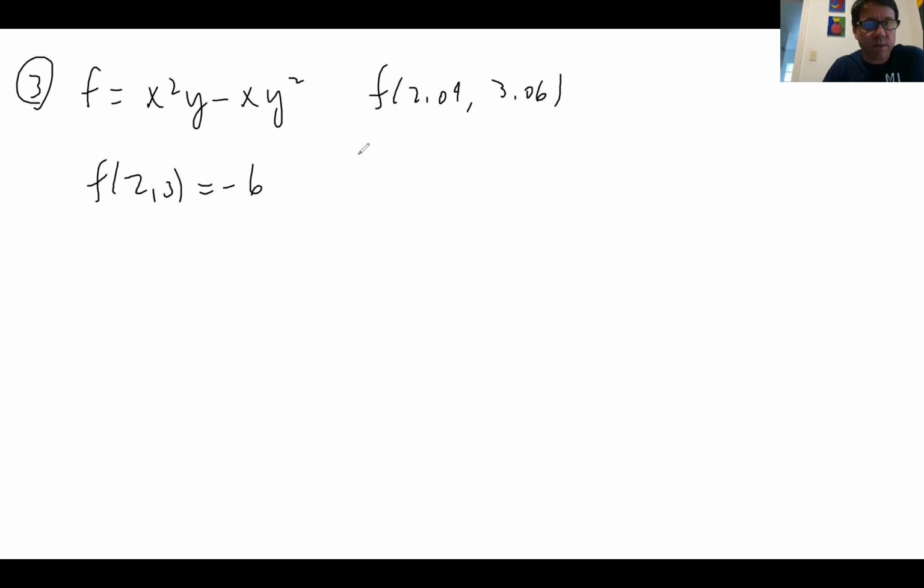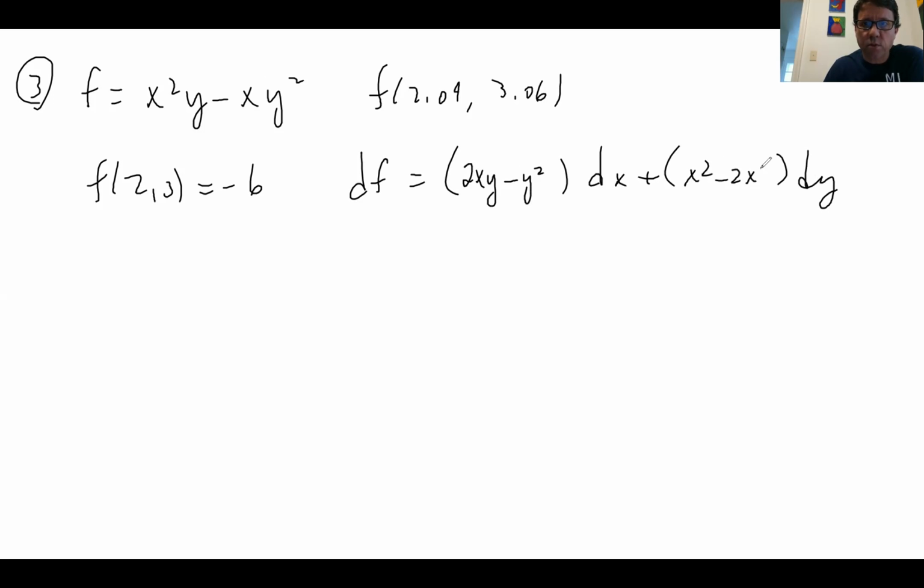So how far off is it? And the answer is you create this df term, which is something dx plus something dy, and those somethings are the partial derivatives in here. So that's 2xy minus y squared, and the other one is x squared minus 2xy.